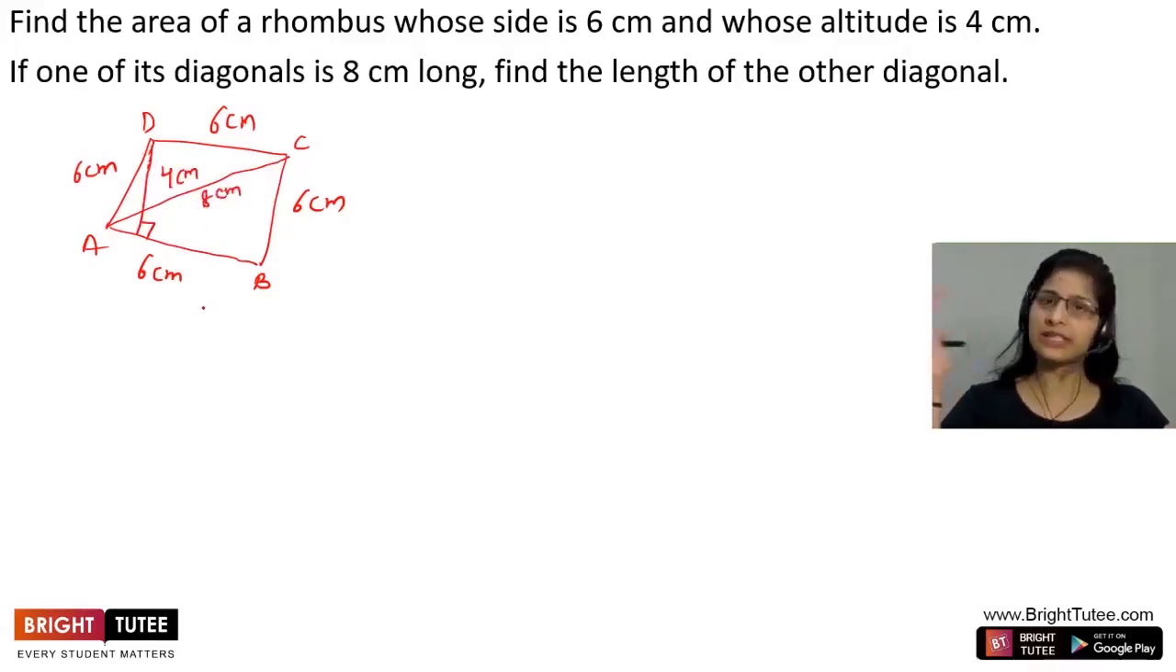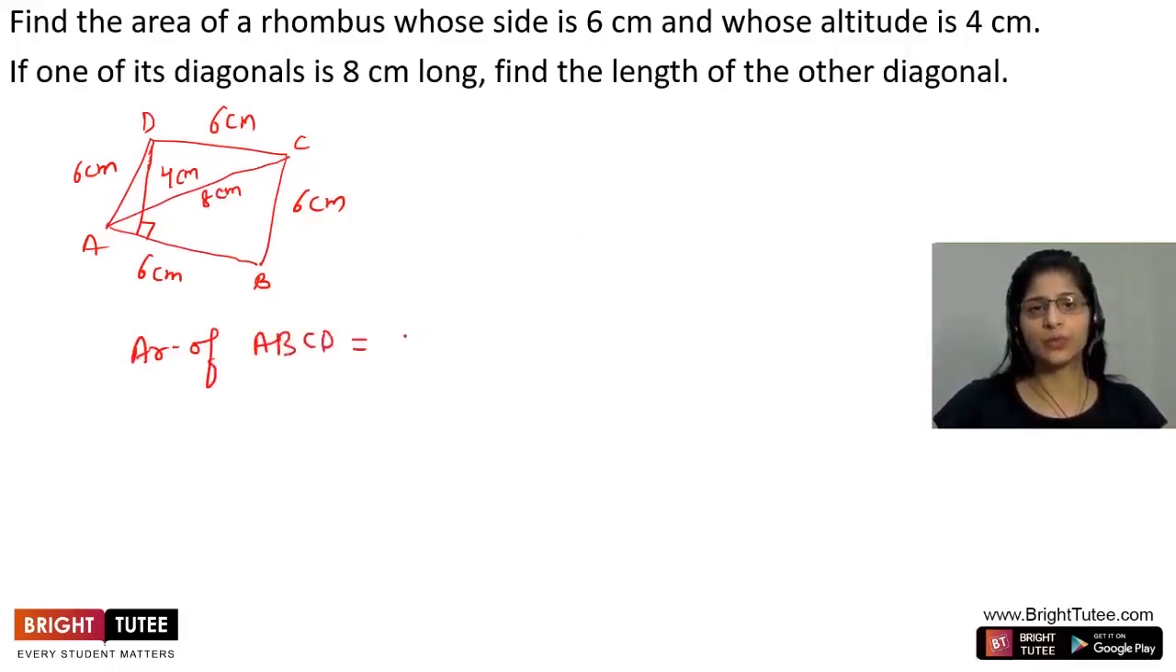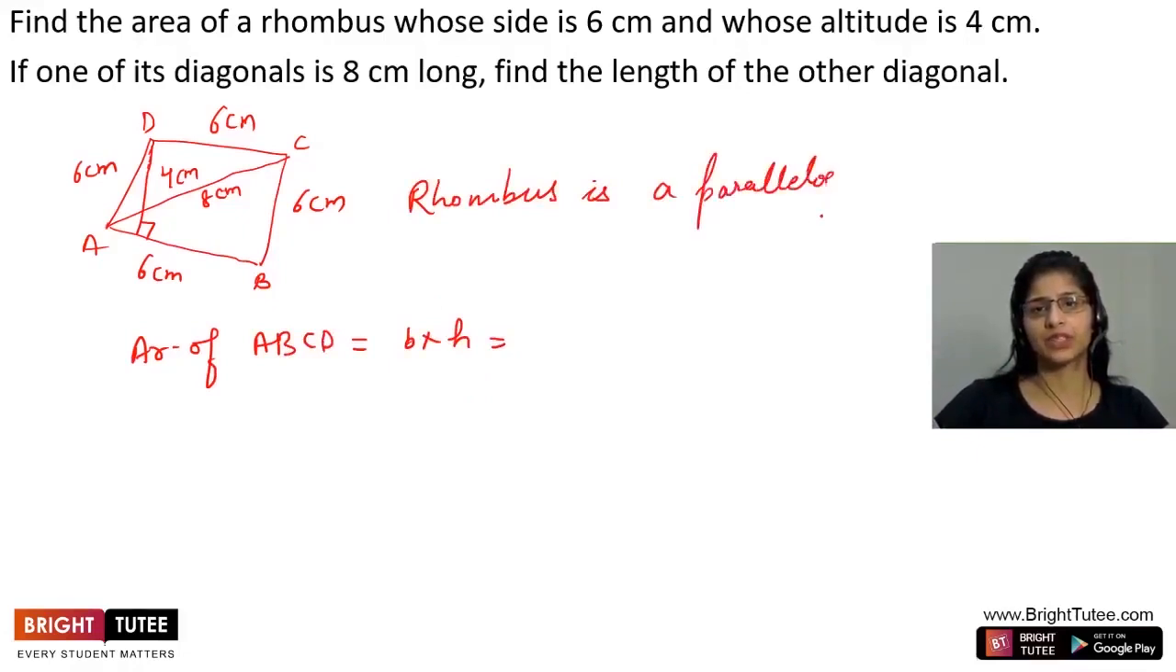So we know that rhombus is a parallelogram. Yes, it satisfies all the properties of a parallelogram. So area of ABCD will be equal to base into height because rhombus is a parallelogram. So you can just write rhombus is a parallelogram. So area will be equal to base into height. So what is the base here? Just see, 6 is the base and height is 4. So we get 24 square centimeter as the area of rhombus.